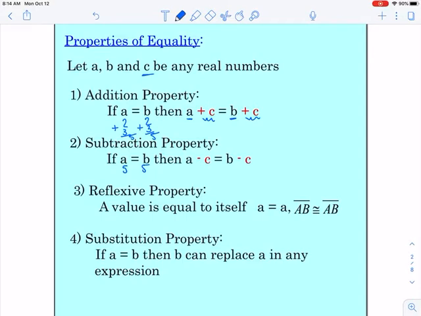And something for C. How about I let C be 4? So if I subtract 4 from A and 4 from B, I would get 1 and 1. And again, 1 equals 1.